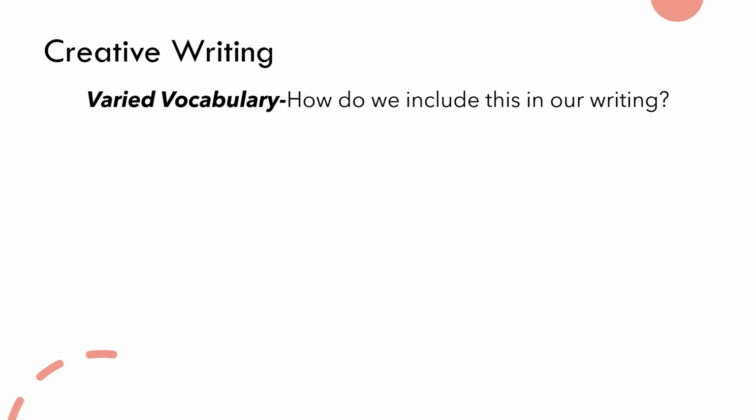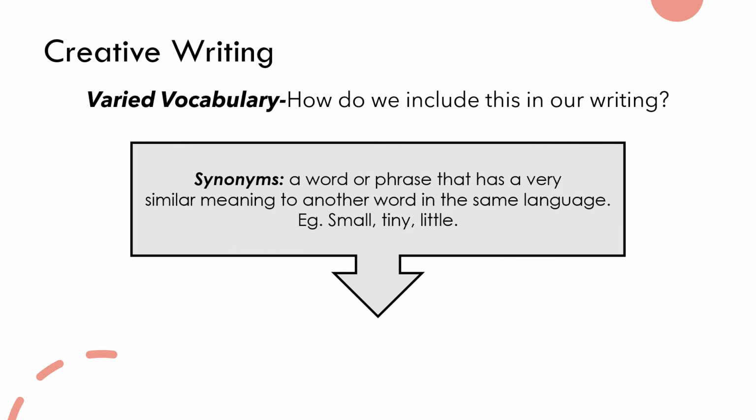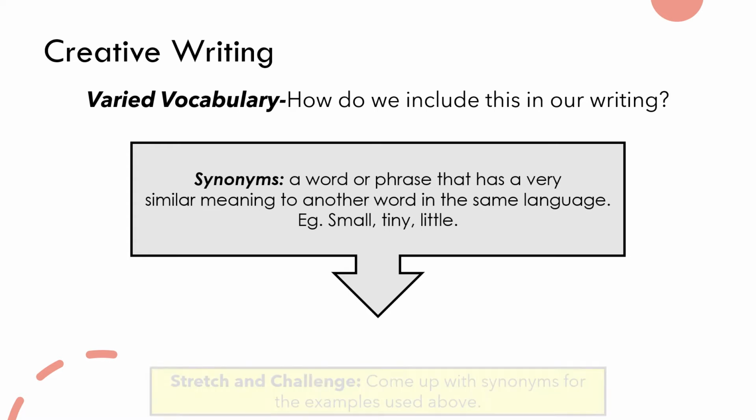Varied vocabulary. How do we include this in our writing? A good way to use varied vocabulary is by understanding synonyms. These are a word or phrase that have a very similar meaning to another word in the same language. So rather than using words like small, tiny or little, we're going to try and think about synonyms that might be used to get us more marks in the exam.